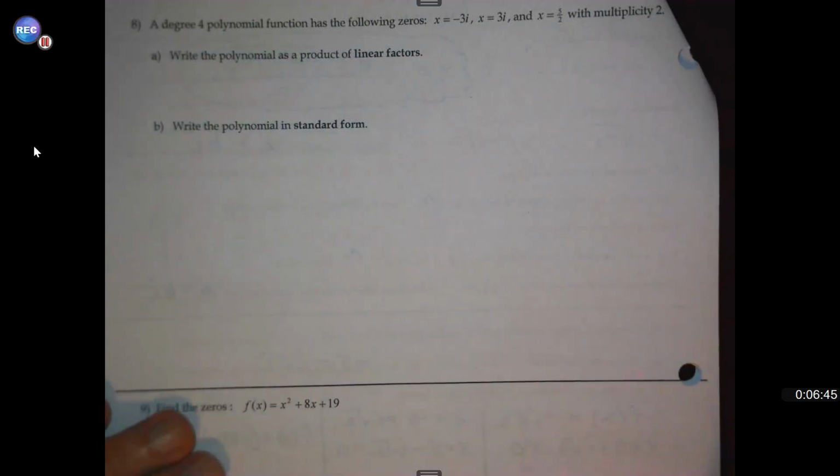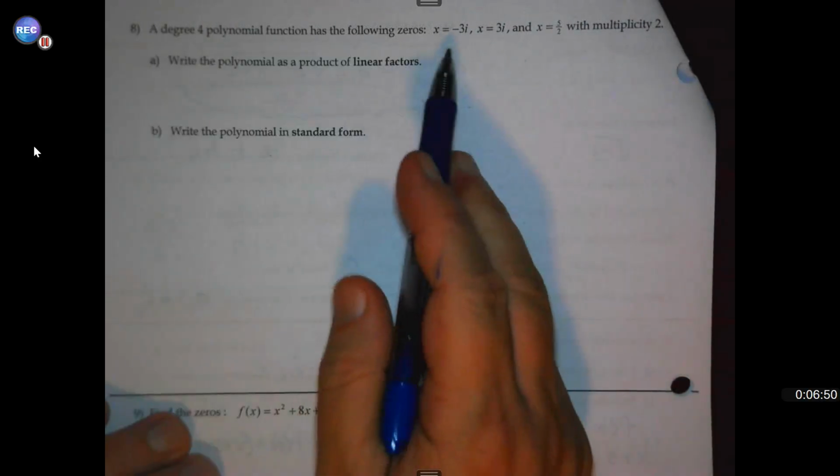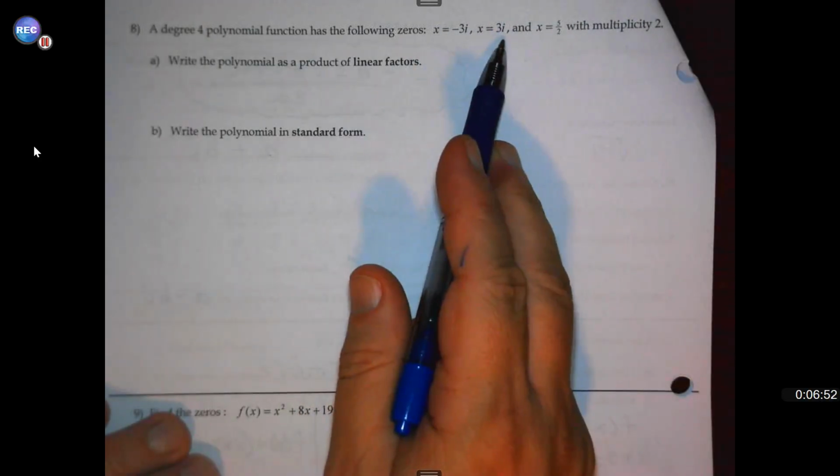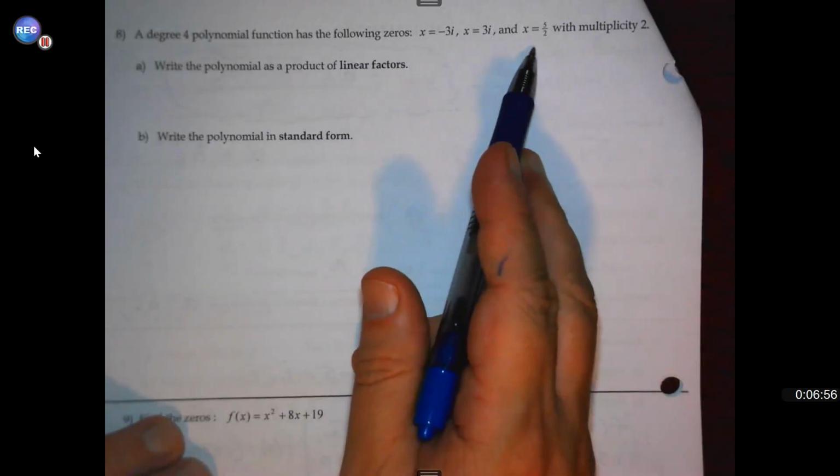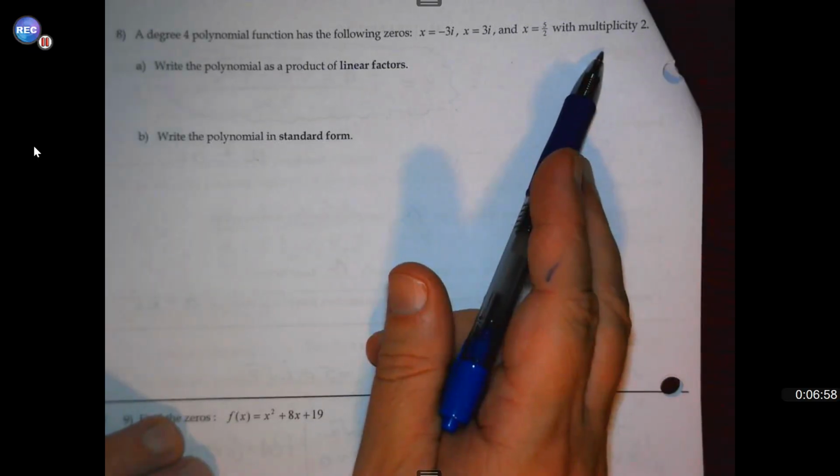Okay, moving on to problem number 8. We're told that we have a degree 4 polynomial function having the following zeros: x equals -3i, x equals +3i. So those are conjugate pairs. And then we have x equals 5/2 with multiplicity 2.